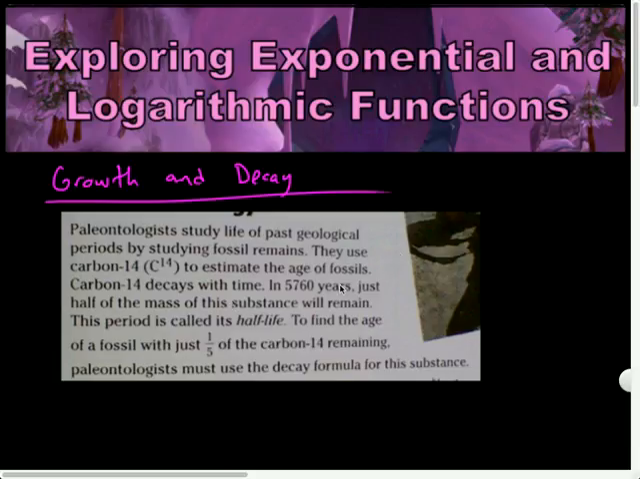So this is the premise, is that it takes 5,760 years for half of it to decay, and then another 5,760 years, and another half of that amount will decay. So it's half, and then half, and then half, right? So it's always halving.